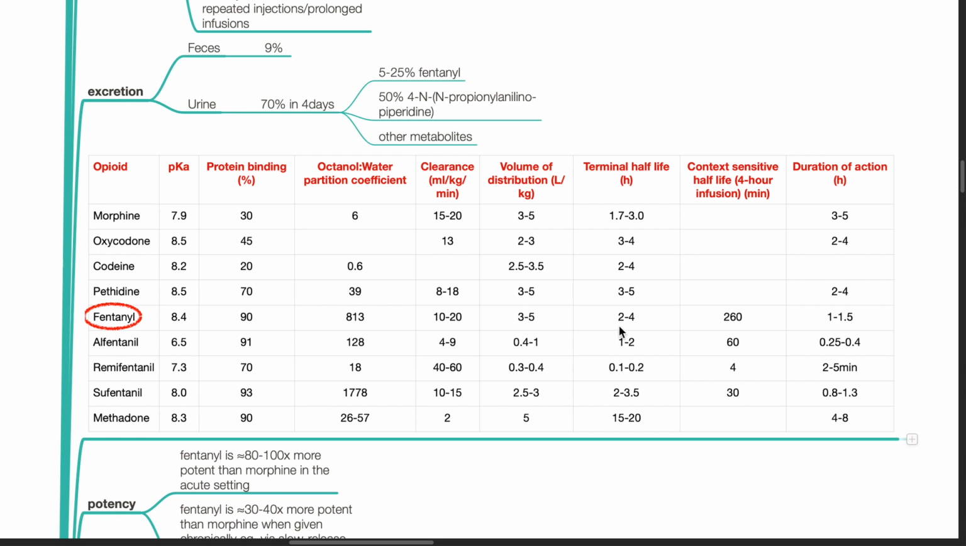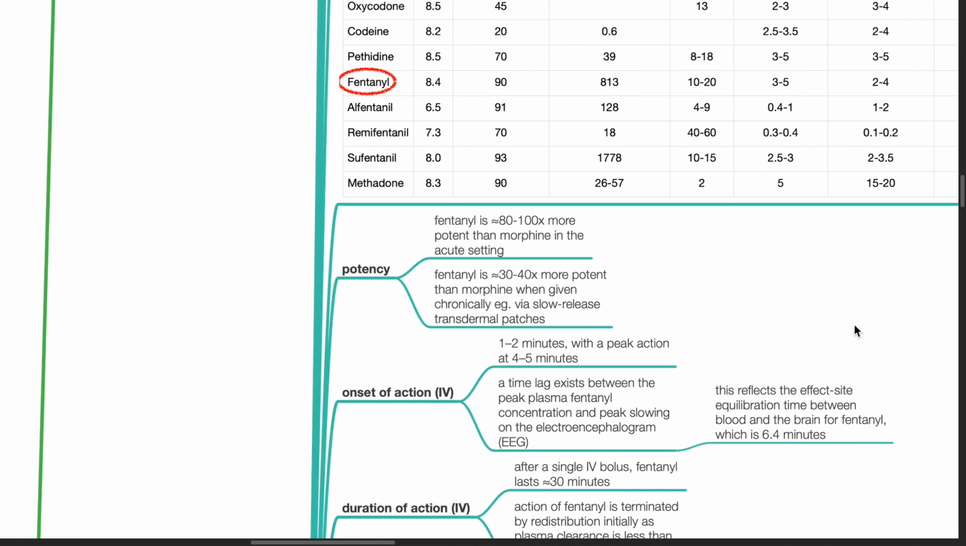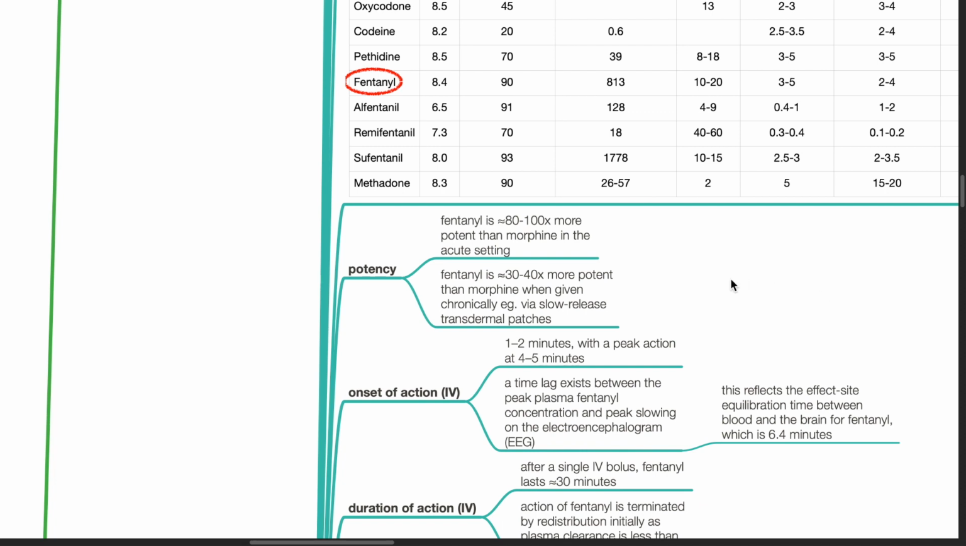Terminal half-life 2 to 4 hours. Context-sensitive half-life for a 4-hour infusion is 260 minutes. Duration of action 1 to 1.5 hours for IV injection. Potency. Fentanyl is 80 to 100 times more potent than morphine in the acute setting. It is 30 to 40 times more potent than morphine when given chronically, for example, via slow-release transdermal patches.